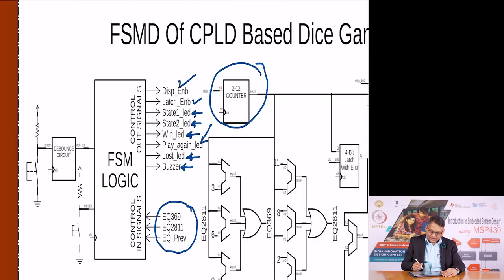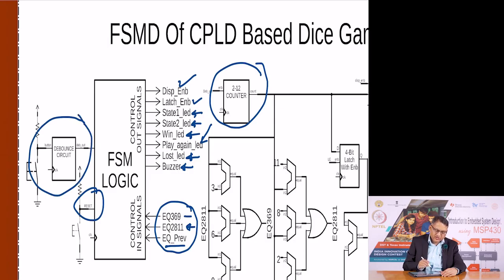Then you have some inputs coming from the data path to the state diagram: when the previous and new values are equal, or if the current value is equal to 2, 8 or 11, we have labeled it as a single signal EQ 2, 8, 11, and another signal which indicates whether the sum is 3, 6 or 9. And the rest of the other asynchronous input is the reset, to reset the circuit to begin from scratch, and the switch, which is the actual switch used to interact with the game.